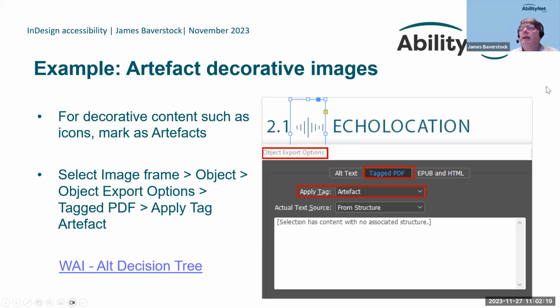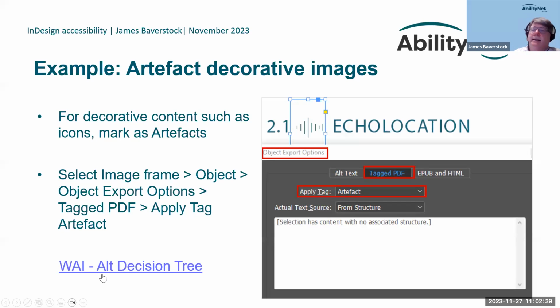So here we have something that potentially is a decorative image. It's probably not going to make any sense to announce anything for this. So we want to make that into an artifact, which again, we can do via the object export options. Sometimes you might be wondering, should this be a decorative image or should it not? How do I make a decision about this?